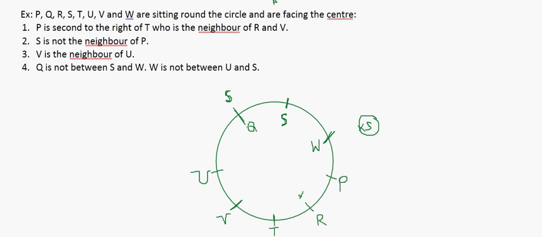Another arrangement can be S is here, right? If S is here, there is no scope of W between U and S, because U and S are neighbors, right? And it says Q is not between S and W. So if W is here, Q cannot be here, which means W has to be here and Q has to be here. So these are the 2 way outs in which this arrangement can be done, right? Both these 2 way outs are right, and you can answer questions according to these 2 way outs.